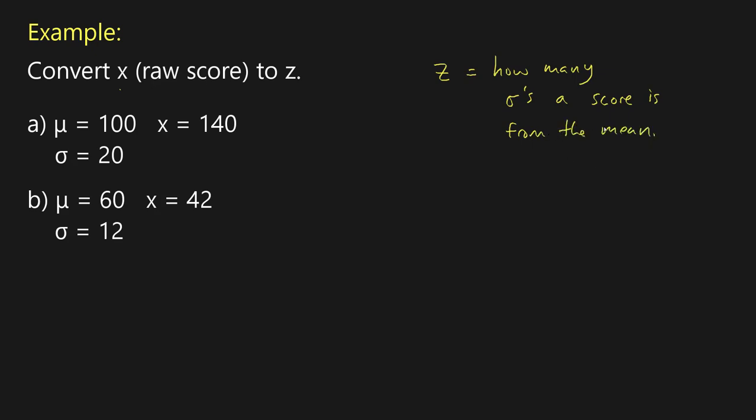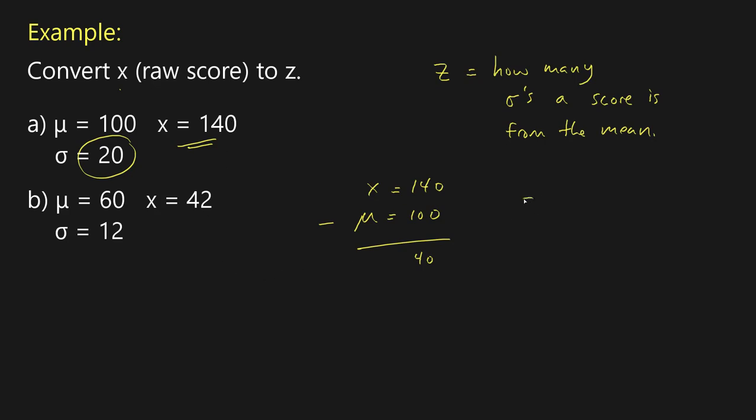So we can work this out without a formula. We can take our raw score, like we have in part A here, and figure out how many 20s, how many standard deviations is that from 100? Well, the difference between my score of 140 and my mean equal to 100, you can figure that out by just subtracting, 140 minus 100, we have a difference of 40. And it's a positive difference. 140 is ahead of 100. It's a larger number than 100.